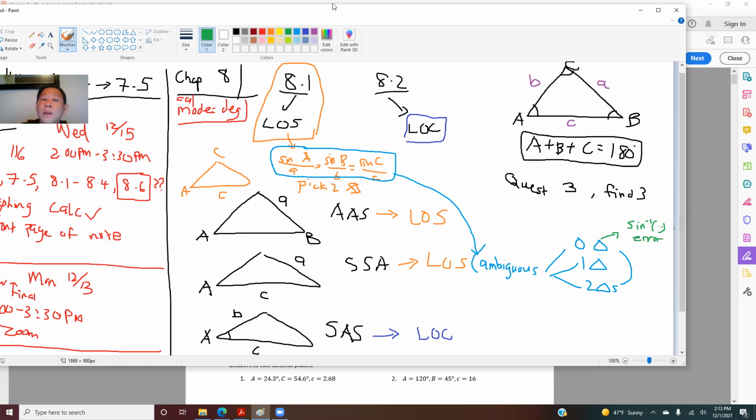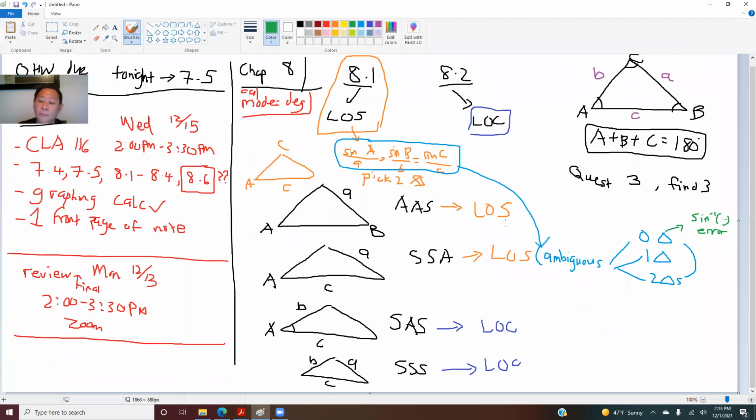Okay, so when you have an SSA case and you use law of sines, you plug it in and try to put this into your calculator to figure out what angle A is, and boop, here comes the error. That means it will have no triangles. Okay. If you have one triangle, so now I'm talking about this. This is very important.